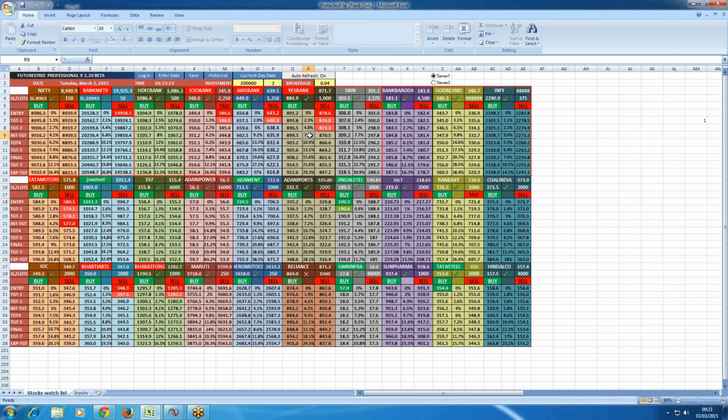So you'll always have to check what the margins are that you are getting from your broker, and then you'll be able to calculate the return on investments.